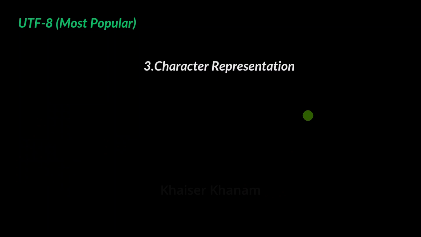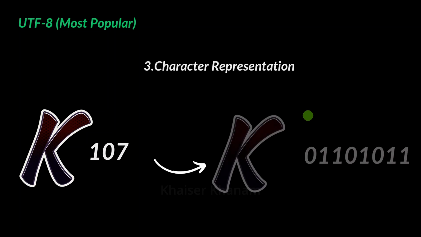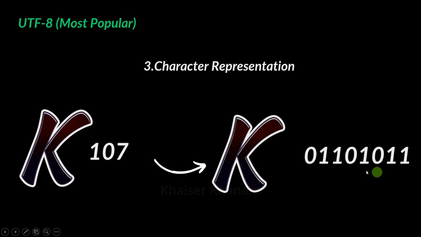Then we have character representation. For character K, we have the assigned number as 107. And then using this UTF-8, this will be represented with this number. And here also if you see, we have 8 bits which is equal to 1 byte.